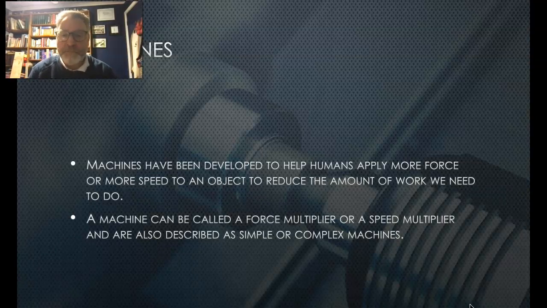So machines have been developed to help humans either apply more force or more speed to an object to reduce the amount of work we need to do. So they can be called force multipliers or speed multipliers, depending on what they're doing. Obviously, more complex machines are when we put lots of simple machines together, and they can do both speed and force multiplying, and obviously multiply even more to force, and they get better at things.